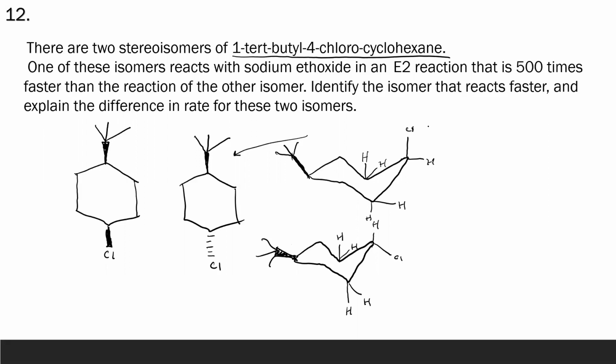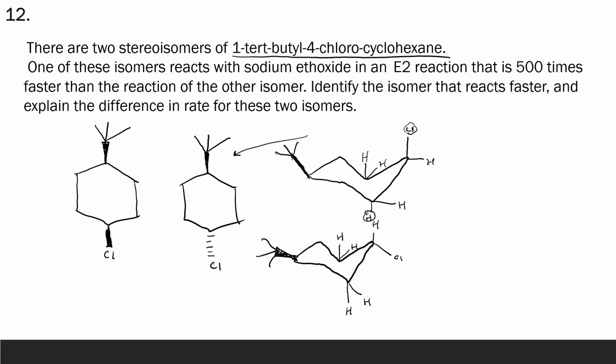Okay, now if you look at the bottom molecule here, you have your chlorine in the equatorial position, and there are no protons that are anti-coplanar to it. There just aren't. If you look around, there are none that are anti-coplanar. Whereas if you look at the top molecule here, this proton is anti-coplanar to that chlorine.